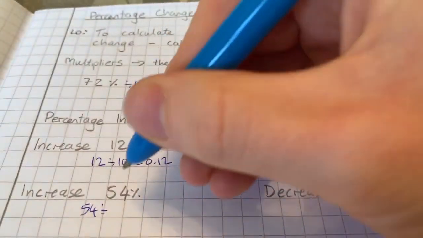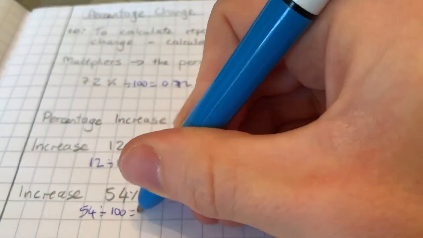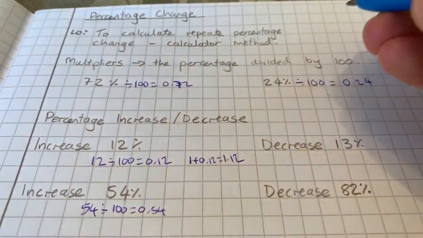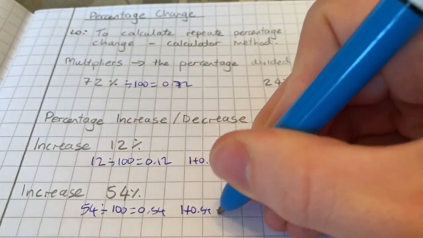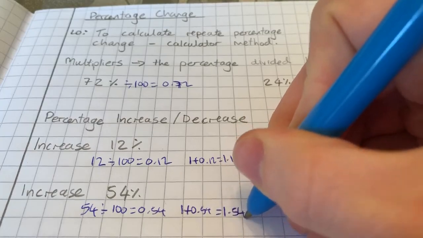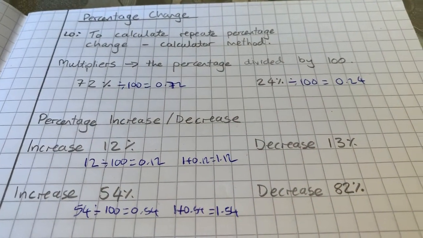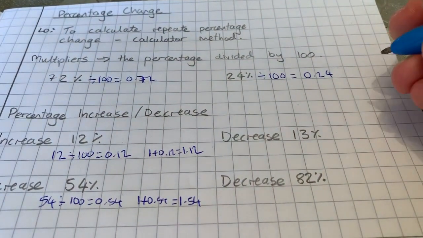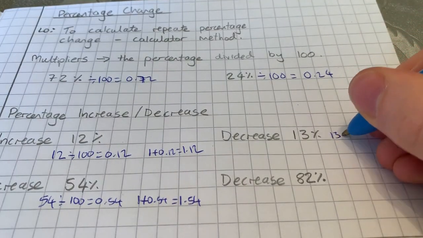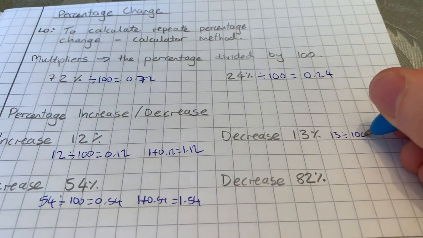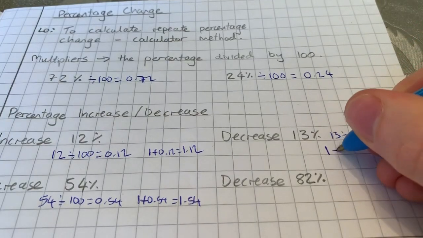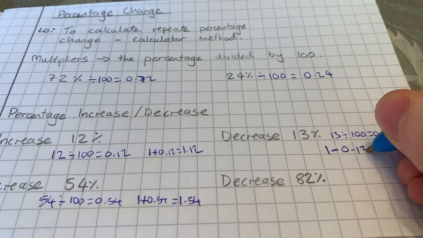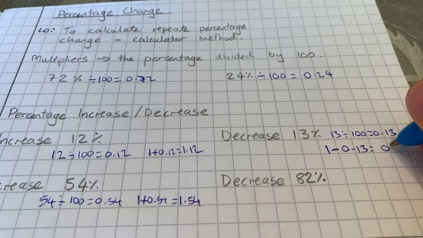Again, same here, 54 divided by 100 is 0.54. And then if it's an increase, it's 1 plus 0.54, which is 1.54. So then also you need to remember what you do if it's a decrease. You have 13 divided by 100, which is 0.13. And then because it's a decrease, it's 1 minus 0.13, which will give you the multiplier of 0.87.